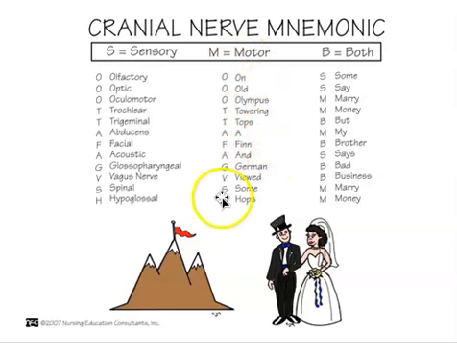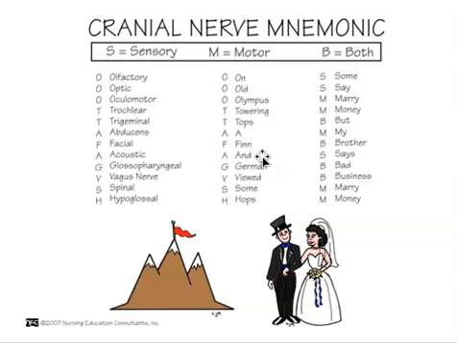Remember, the way you use a mnemonic device varies depending upon what you're trying to remember. But for the cranial nerves, for each one of these words, I'm going to pull the first letter, and then I'm going to associate it with a nerve. So O, O, O, T, T, A, F, A, G, and so on. Olfactory, optic, oculomotor, trochlear, trigeminal, abducens, facial, and so on. This saying is going to help me remember the names of the cranial nerves.